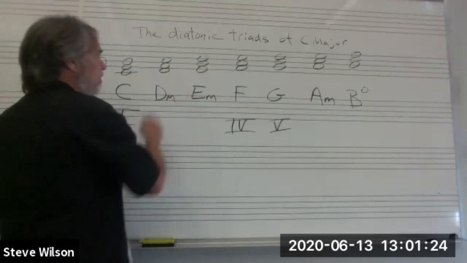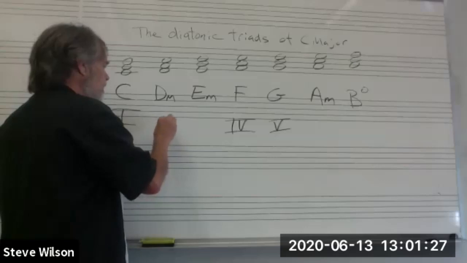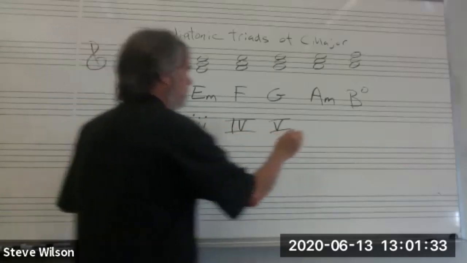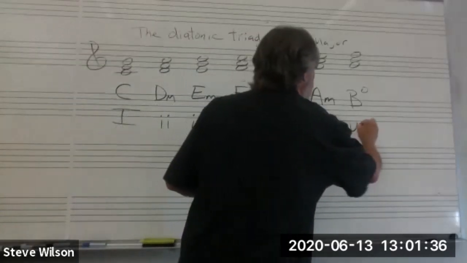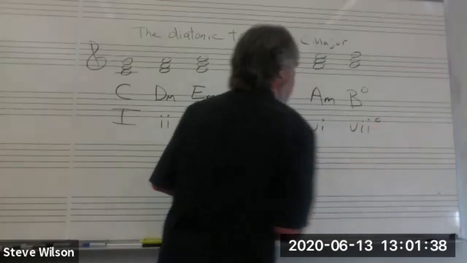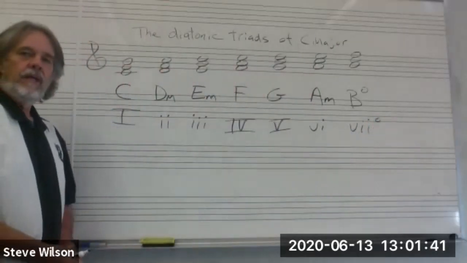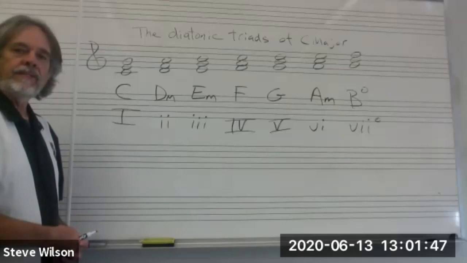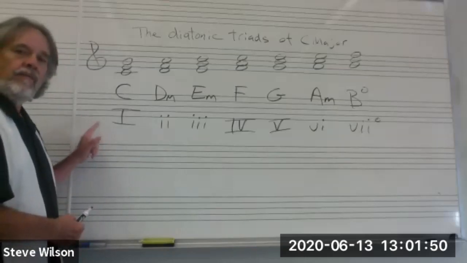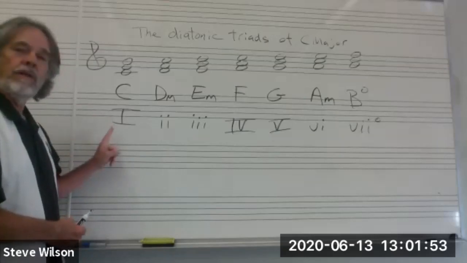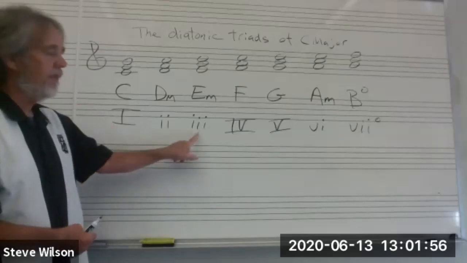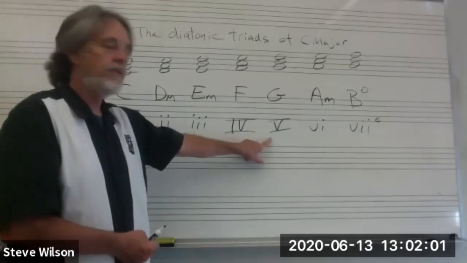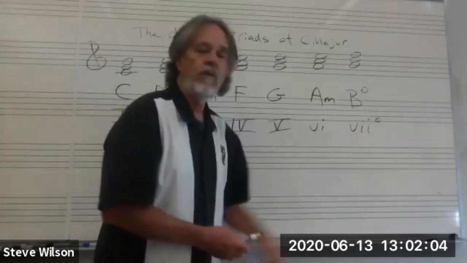Now, in the case of these chords here, the minor chords, we use lowercase. And for the diminished chord, we use a lowercase numeral with a little circle or degree sign after it. These are the diatonic triads of the key of C with Roman numeral analysis. Therefore, in the key of C, the one chord is a C major chord. The two chord is D minor. The three chord is E minor. The four chord is F major. The five chord is G major. The six chord is A minor, and the seven chord is B diminished.